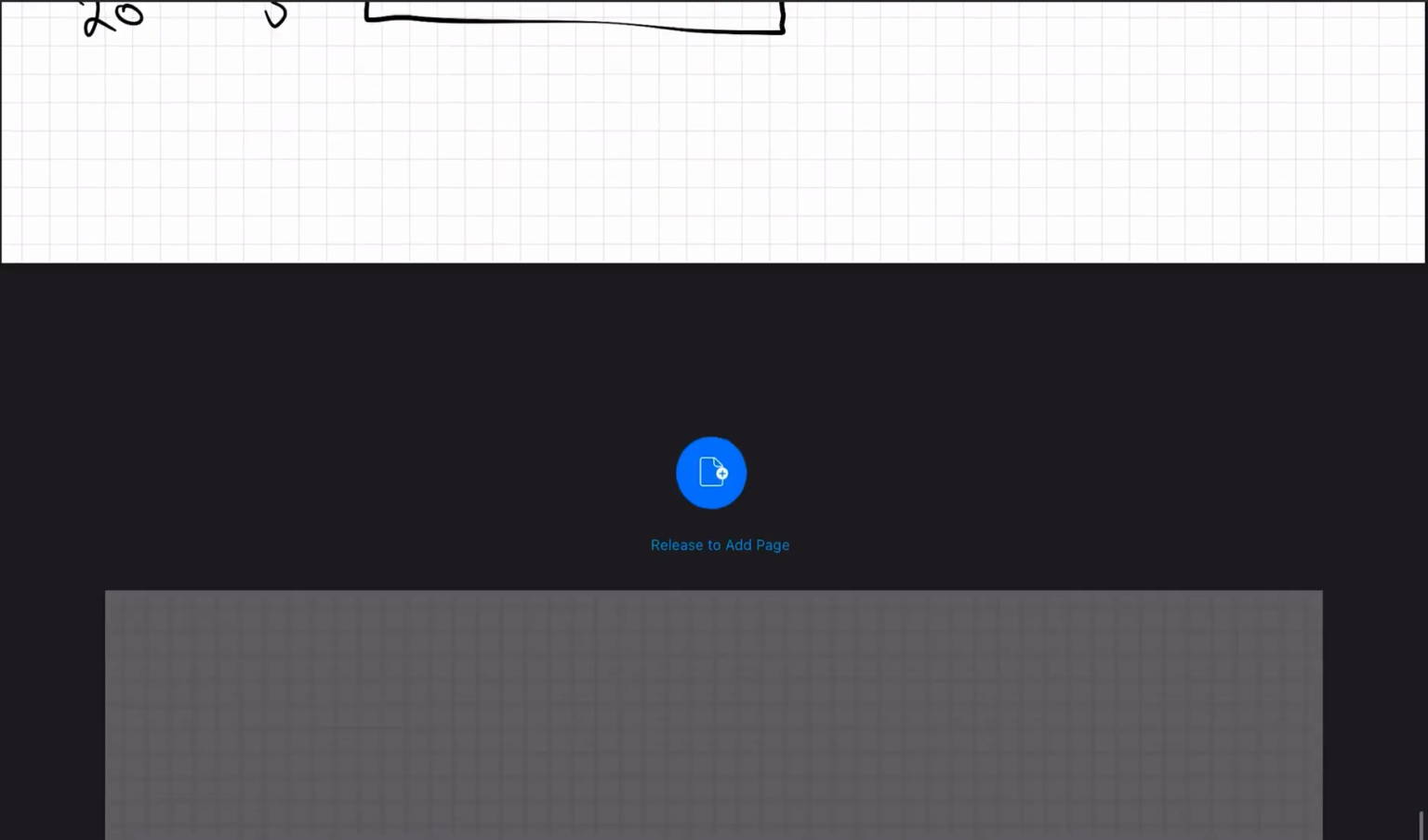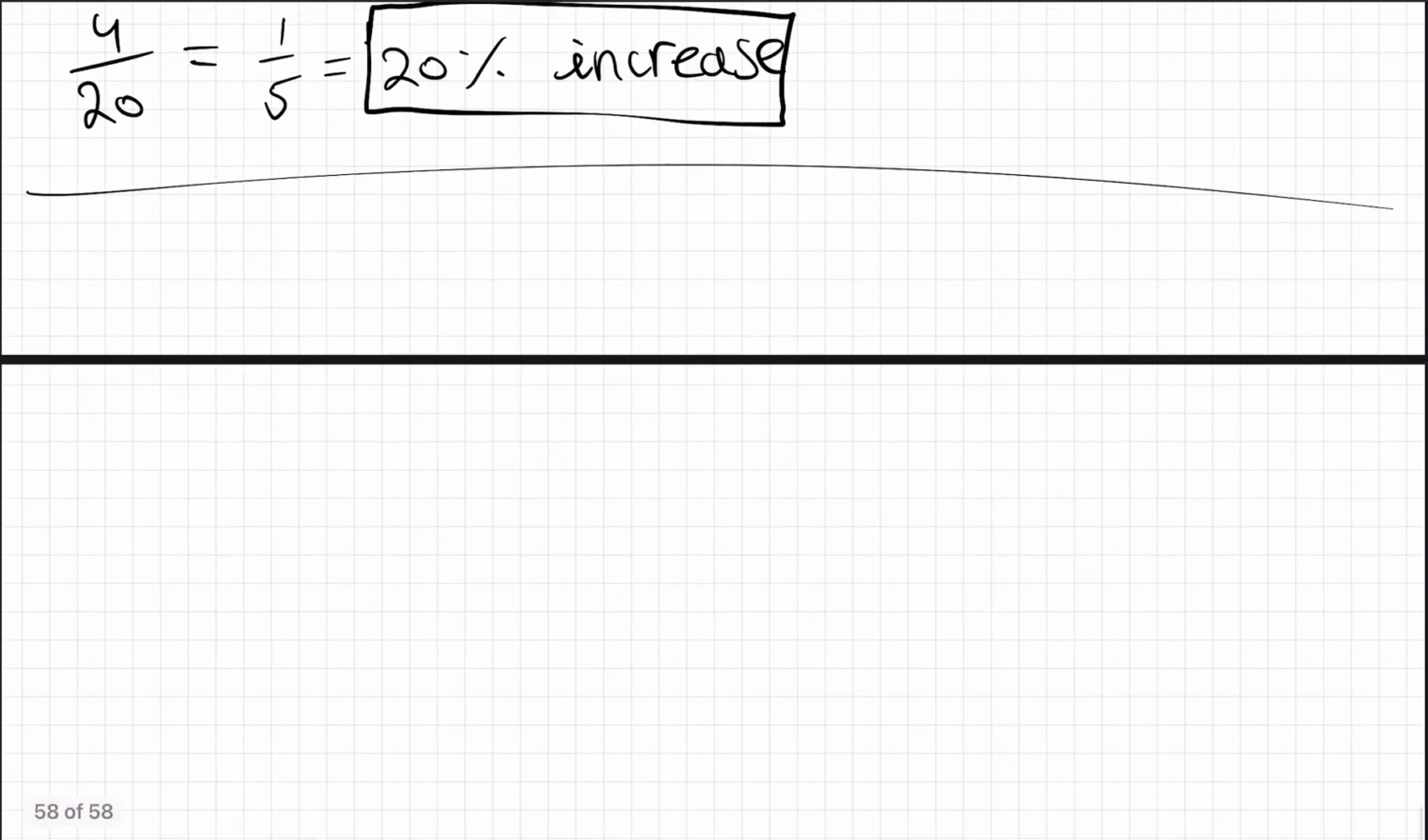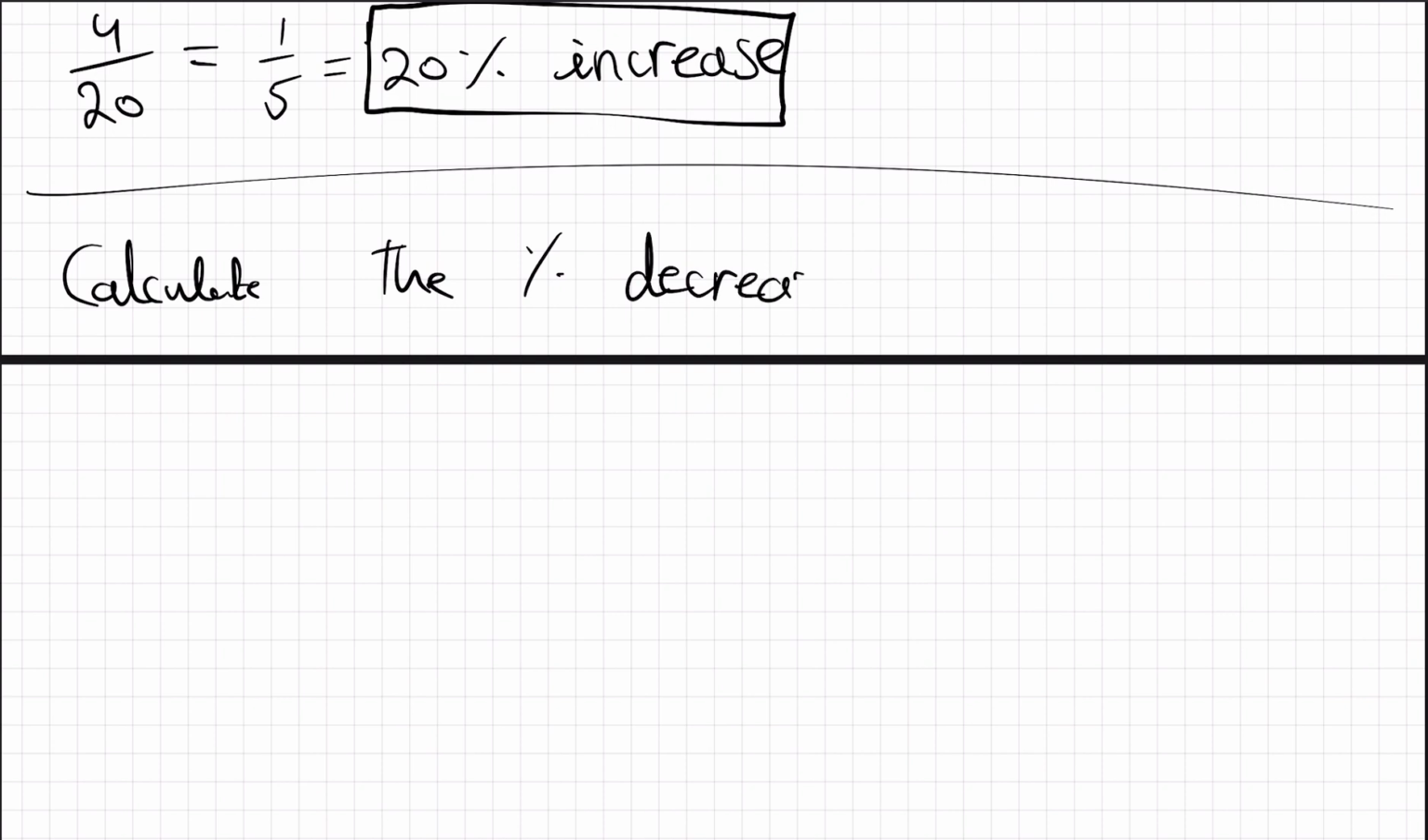Now I'll show you guys how to calculate a percentage decrease. Let's say we had: calculate the percentage decrease of 40 to 30. Again, since it's a decrease, we're going to find the difference between both numbers. So take the biggest number and subtract the smaller number. We'll do 40 minus 30, and that's going to give us 10.